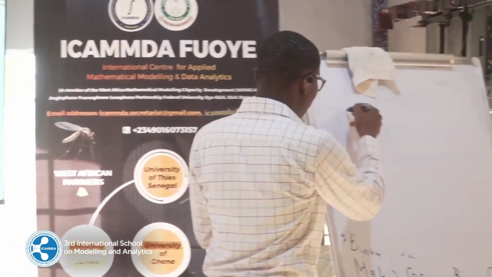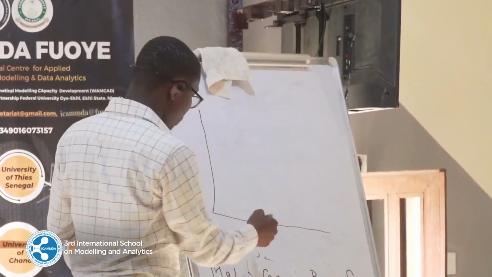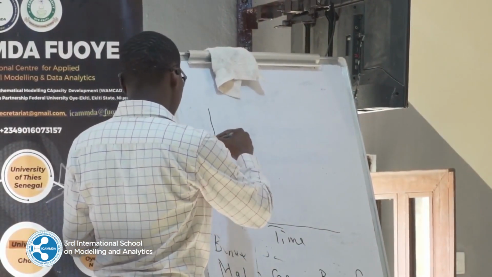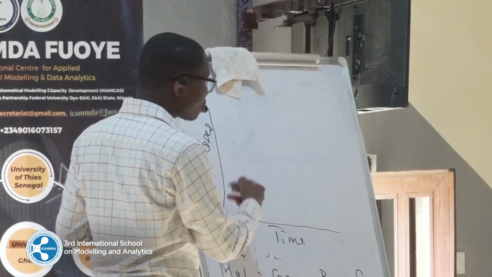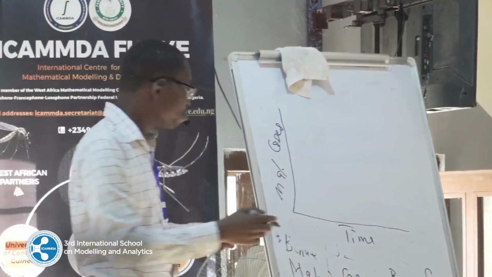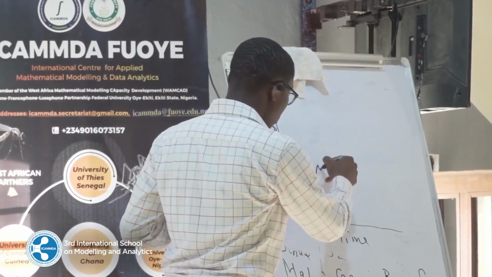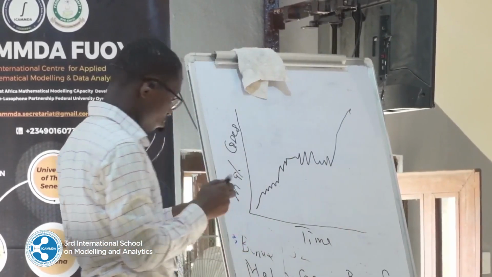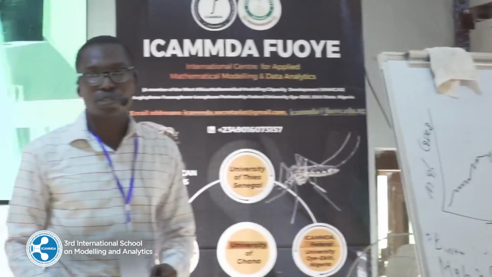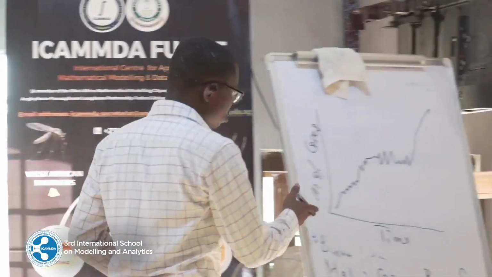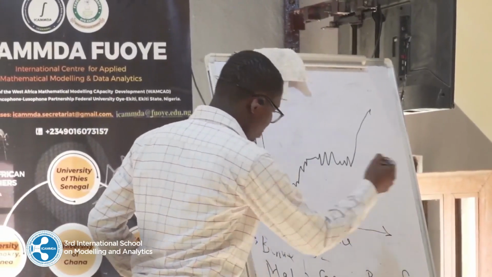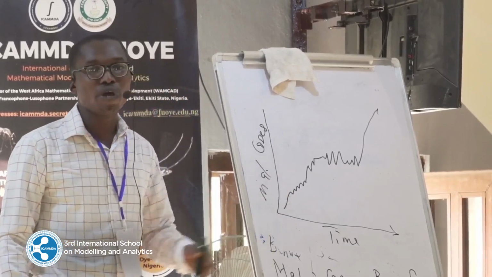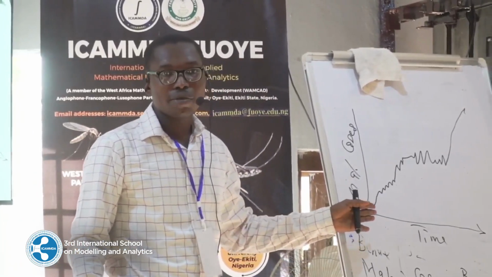Say this is time, and this is malaria cases. We can plot the time series to get information. So if I plot this, this is a time series plot over a period of time. With this, I can get some insights and understand some of the behavior of my data.